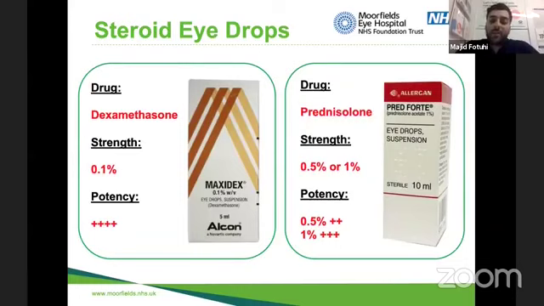So in terms of medications that we use, dexamethasone is our bread and butter at Moorfields. We use this extensively, especially for uveitis. It's particularly potent. It's one of the most potent ocular topical steroids available, and the strength is 0.1%. Prednisolone is a milder version, but it is still quite potent. The 1% particularly, but the 0.5% is also used for milder forms of uveitis.